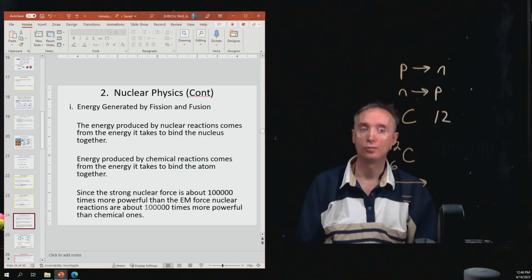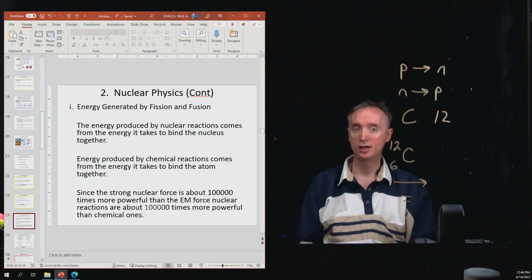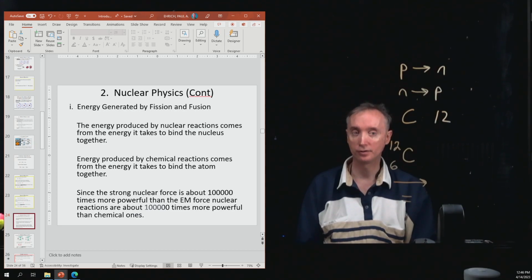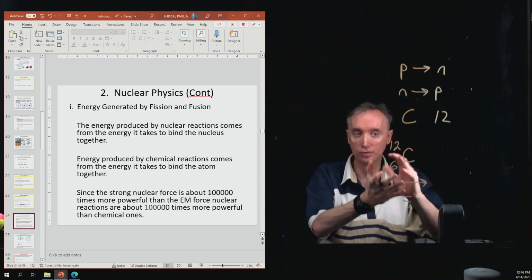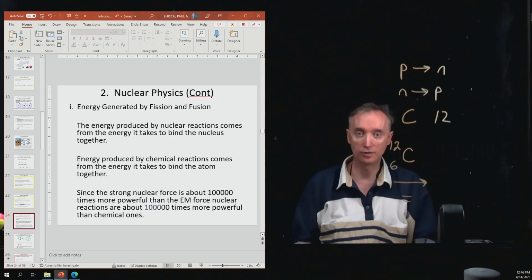Okay, where does the energy come from in a nuclear reaction? The energy that is given off in the nuclear explosion is going to be the energy that was being used to hold it together. So we call that the binding energy. And as you can see, nuclear binding energy is a lot more powerful than chemical binding energy.